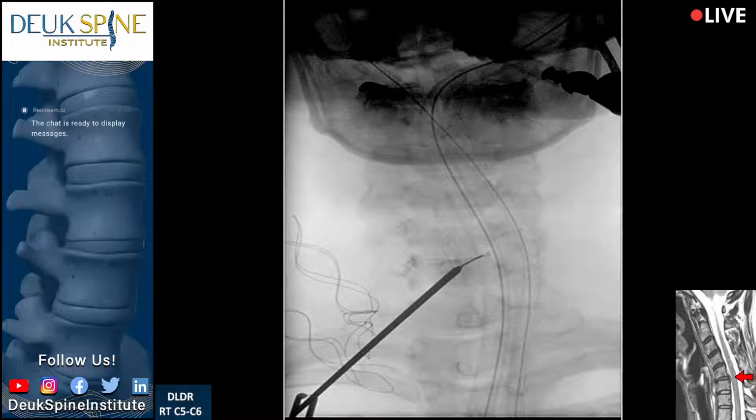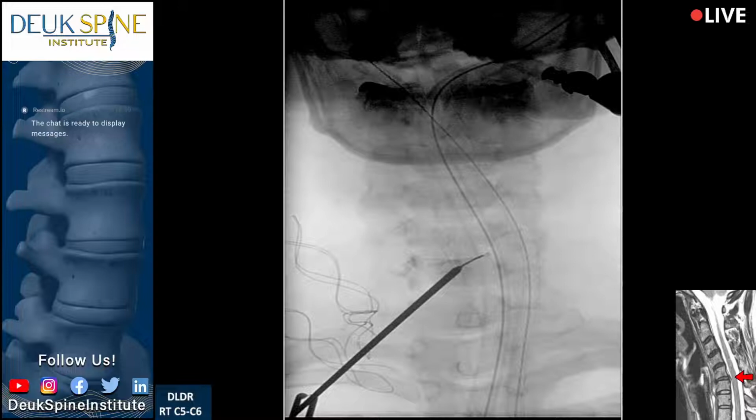Show them the spinous process. Stay on the X-ray, Henry. Show the audience the spinous process. There it is. Right there. Yep. Okay. So we're right in the middle. That's where the spinous process is. It's in the middle.